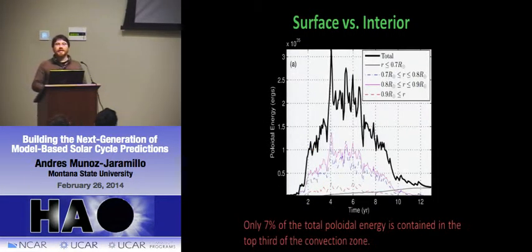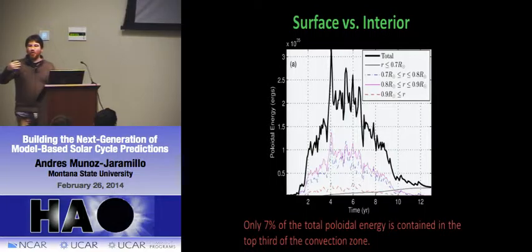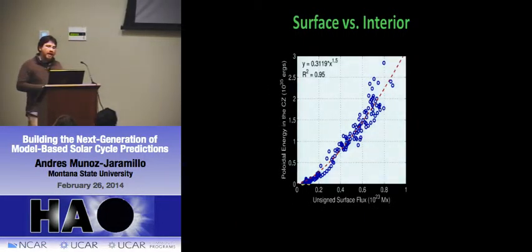So we say, okay, if this is the case, then why are surface proxies so good? Why do we see this relationship between poloidal and toroidal proxies that we can only see at the surface? And so what we do is we compare the unsigned surface flux that we see in our simulation with the poloidal energy inside the convection zone.